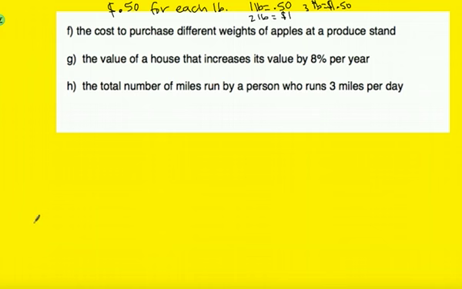So if we think back to what we were talking about when we talked about the tables, linear functions mean that you add or subtract. Quadratic functions are going to either increase and then decrease or decrease and then increase. And exponential functions are going to multiply or divide. So because I am adding 50 cents each time, this is going to be a linear function.